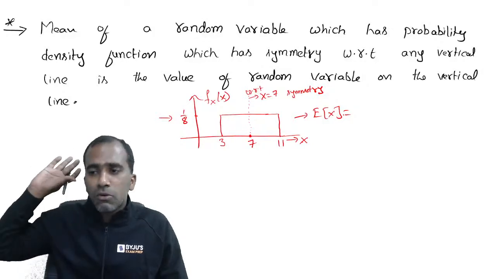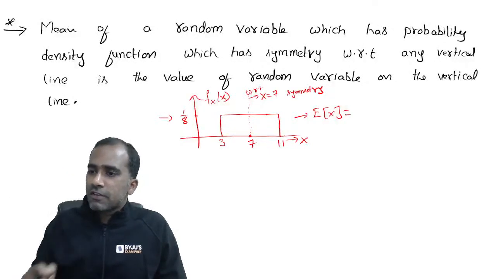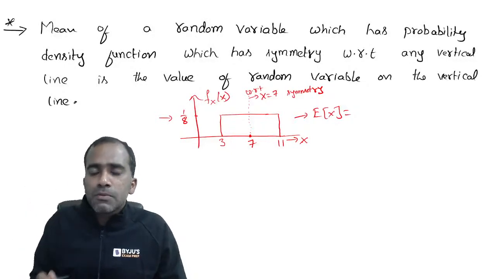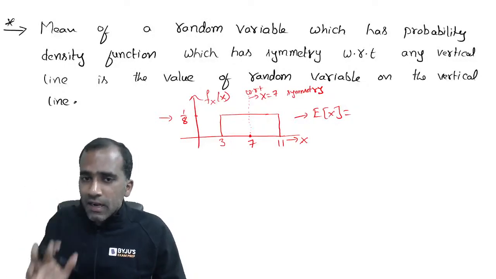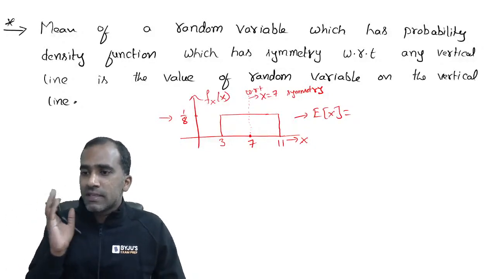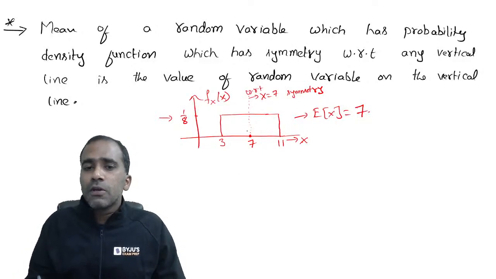We don't need to do mathematical calculation. But we always know how to do it. The expectation of x formula we know: integration of x into f x of x dx. You can use that always. But in some problems where symmetry is there, if you are able to see the graph, then you can recognize it very easily. You can save a lot of time. And in this case, it is 7. If you want, you can go with the normal procedure also. That also will give you the same answer.